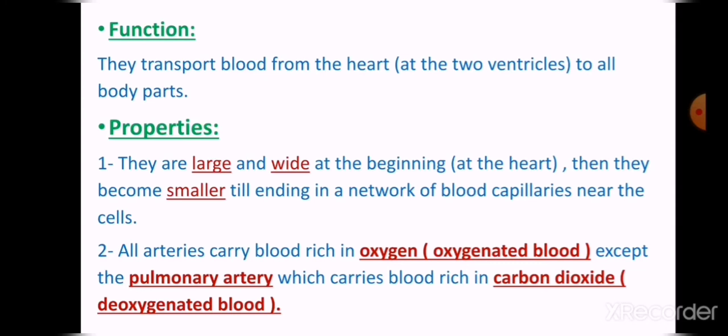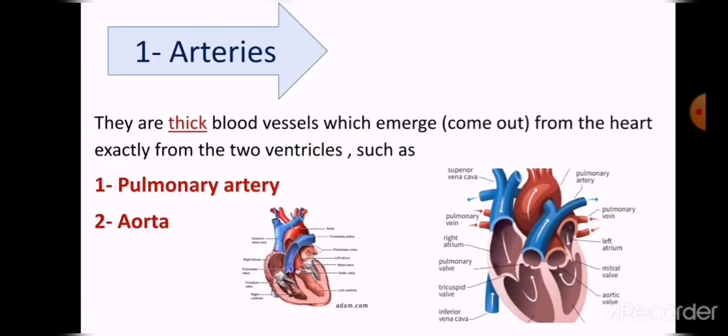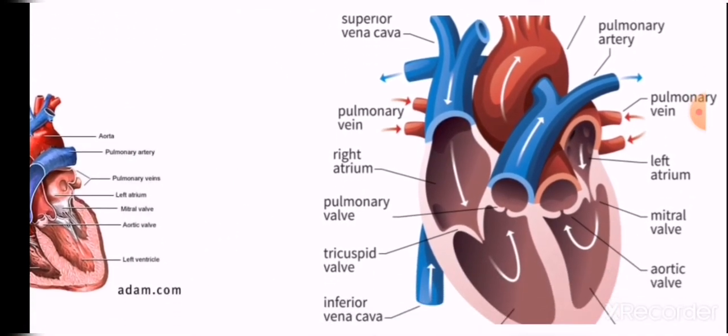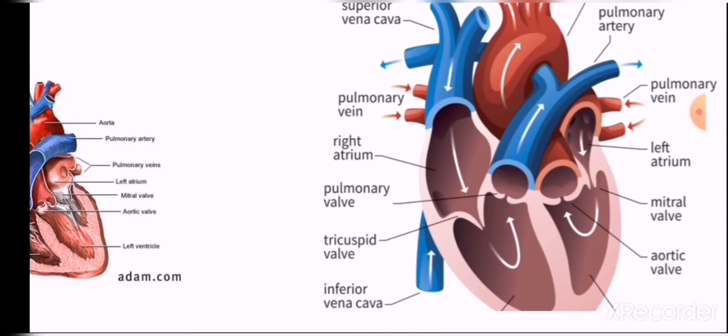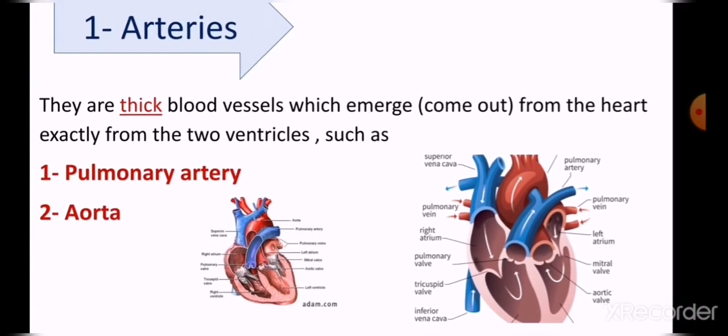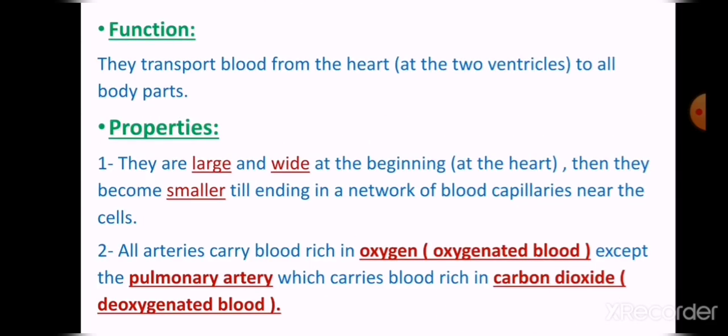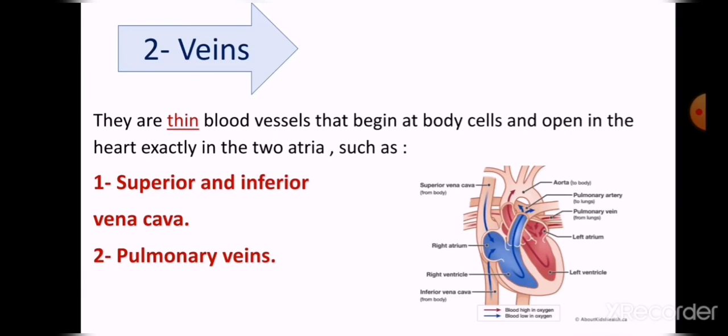So the blood here is called deoxygenated blood. So all arteries carry blood rich in oxygen gas, except the pulmonary artery, which carries blood rich in carbon dioxide gas. And blood rich in carbon dioxide gas means deoxygenated blood. Okay? Number 2, the veins.